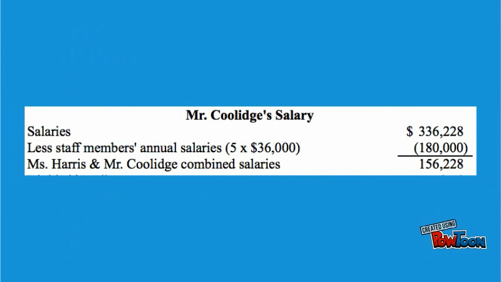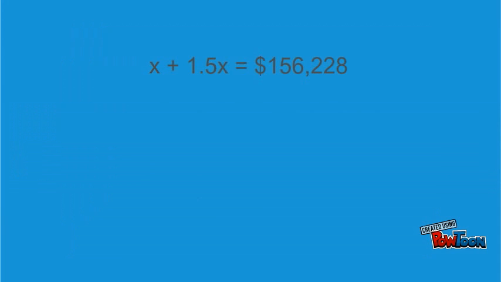By subtracting the other staff members' salaries, we are left with a number that combined represents Ms. Harris and Mr. Coolidge's salaries. Via an algebraic expression that is simplified right here, we can calculate Mr. Coolidge's daily salary to allocate it to the fixed costs.